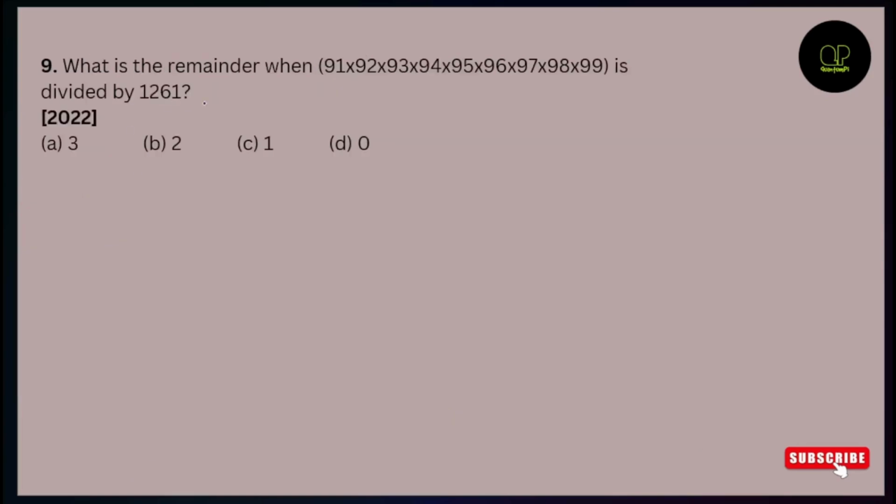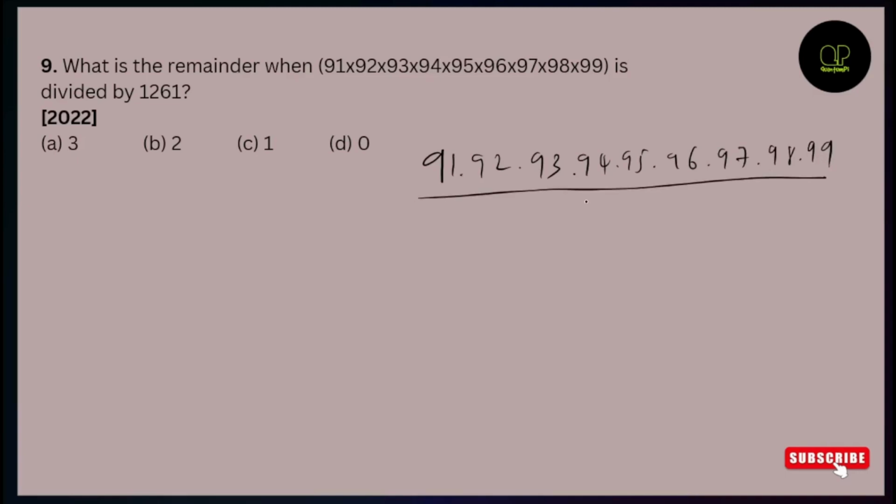Next. What is the remainder when 91 × 92 × 93 × and so on, multiplied till 99, is divided by 1261? So we have 91, 92, 93, 94, 95, 96, 97, 98, and 99, divided by 1261. We have to see if there is something which can cancel these things. Let's see the factors of 1261. What are the factors of 1261?